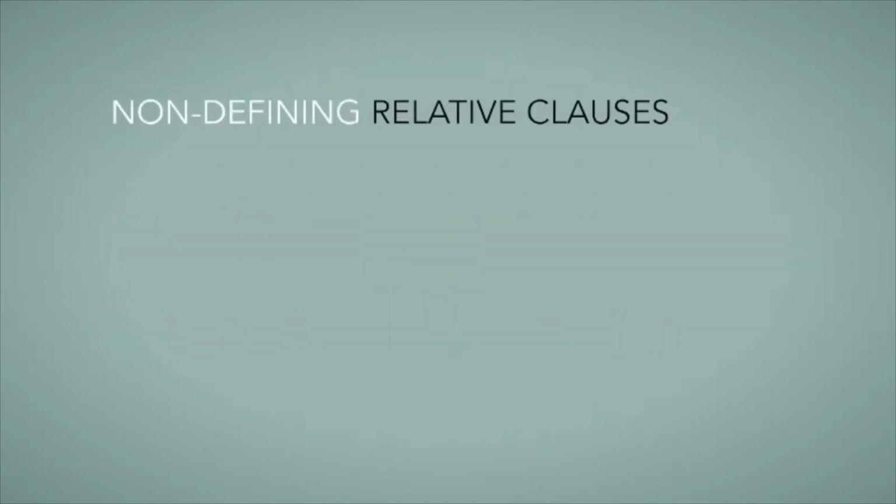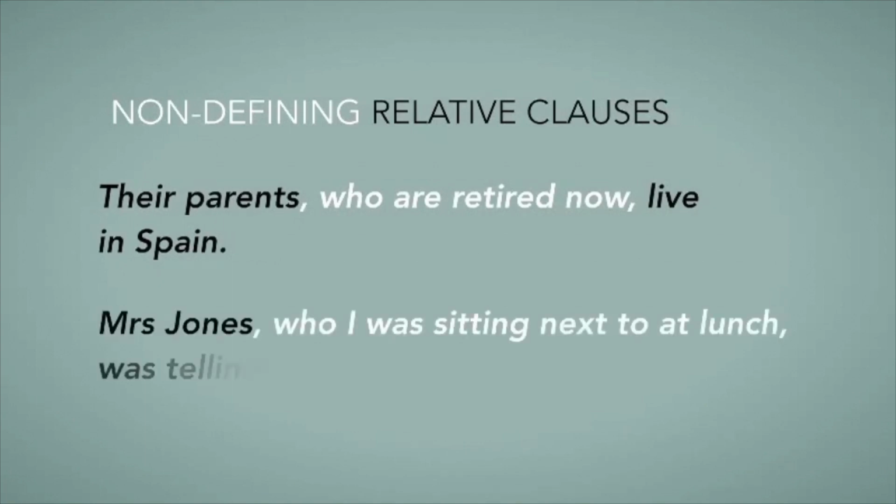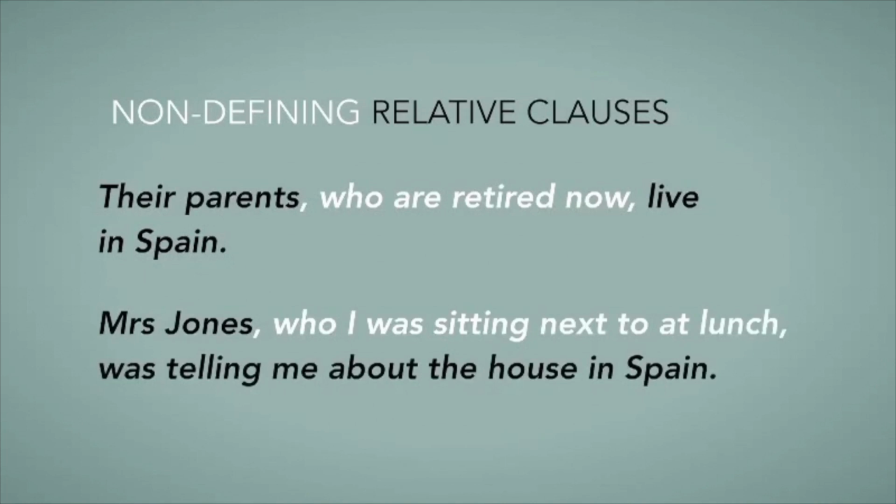You use non-defining relative clauses to give extra information about the person or thing you are talking about. Non-defining relative clauses start and end with a comma. Their parents, who are retired now, live in Spain. Mrs. Jones, who I was sitting next to at lunch, was telling me about the house in Spain.